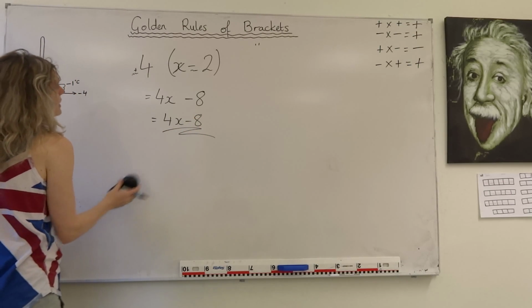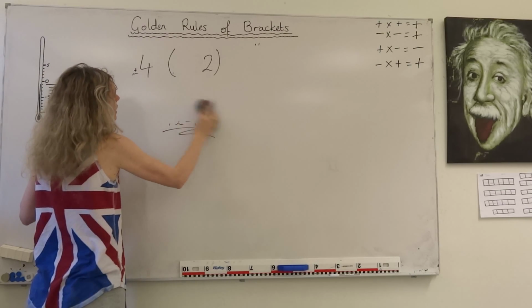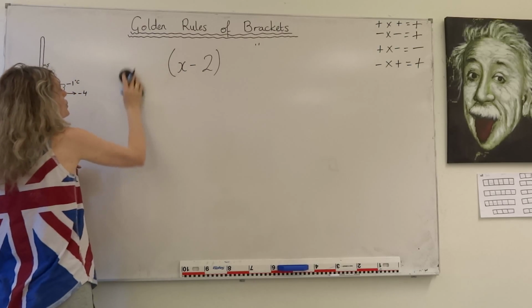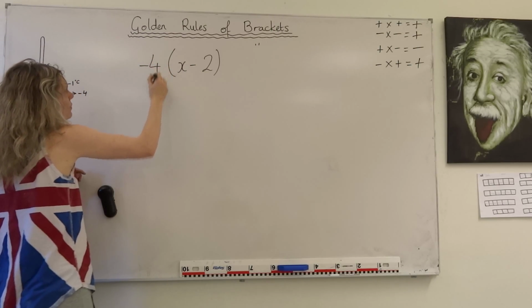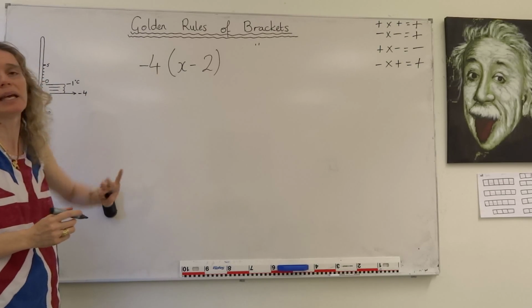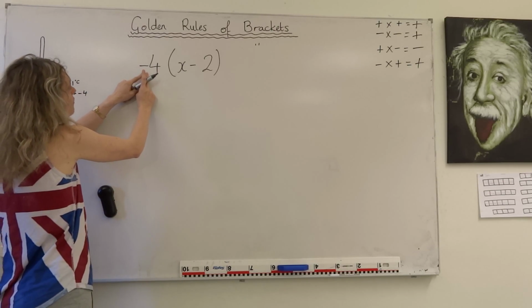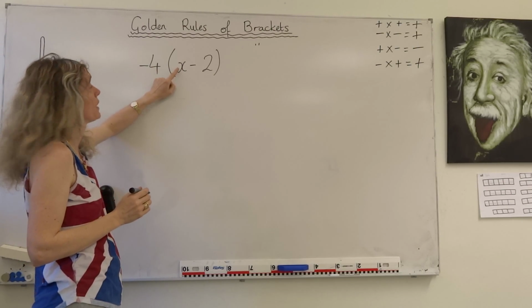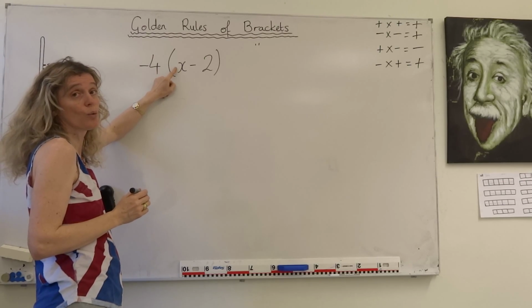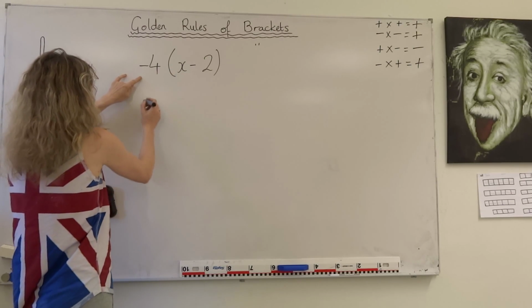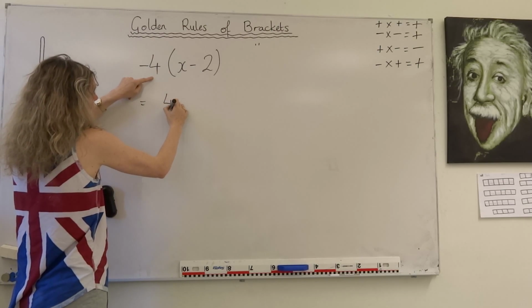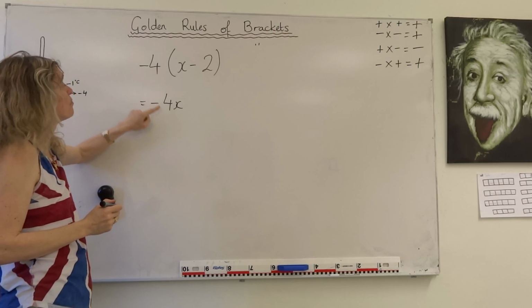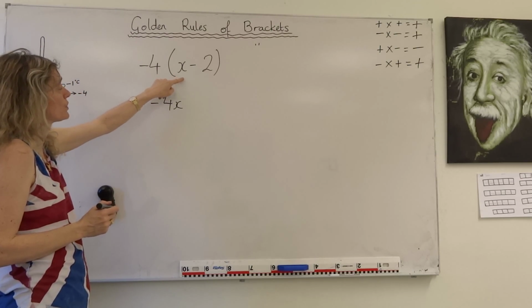What would we get as the answer if we had, instead of plus 4 here in front of the bracket, let's say that we had a minus 4 in front of the bracket, and we had to expand the brackets out. We'd have minus 4 times x. In front of the x is an invisible plus because there's no negative sign there. It's always positive if there's no sign. So we'd have 4 times x is 4x, but a minus times a plus is a minus. So we'd get the answer minus 4x when we were multiplying minus 4 times x.